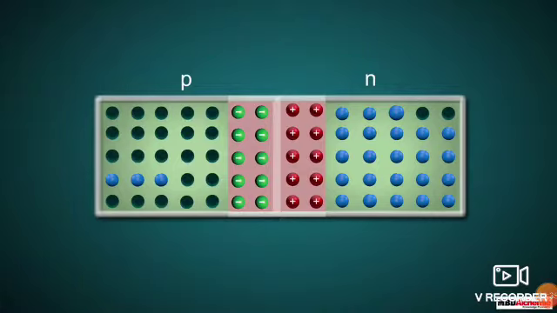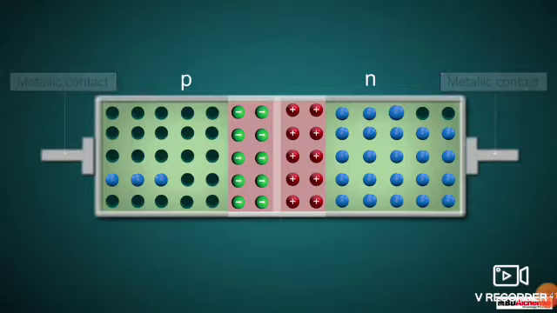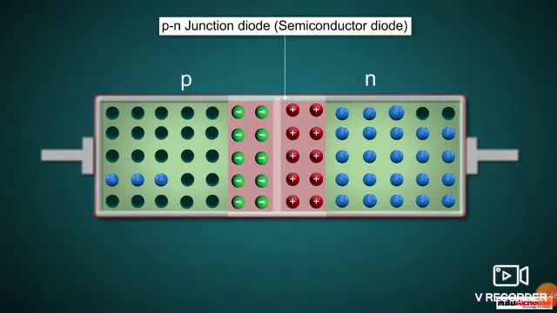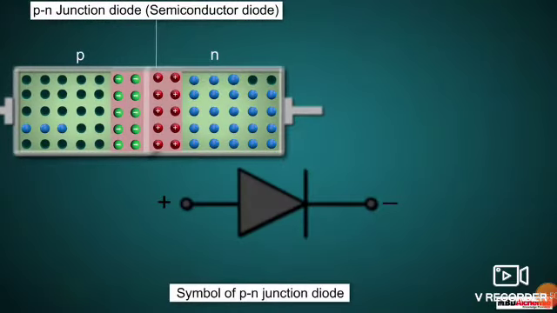A p-n junction is provided with metallic contacts at the ends for the application of an external voltage. This two-terminal device is known as a p-n junction diode or a semiconductor diode. It is symbolically represented as shown.